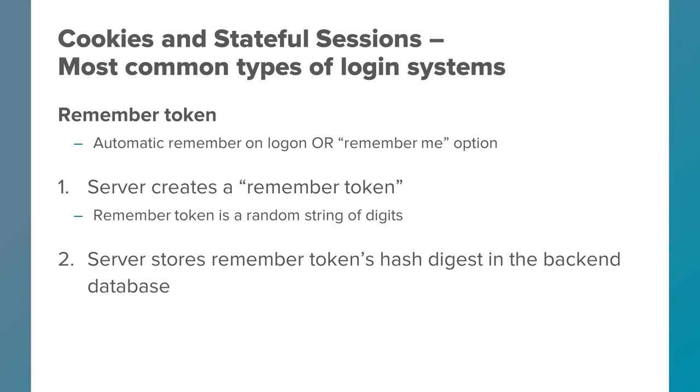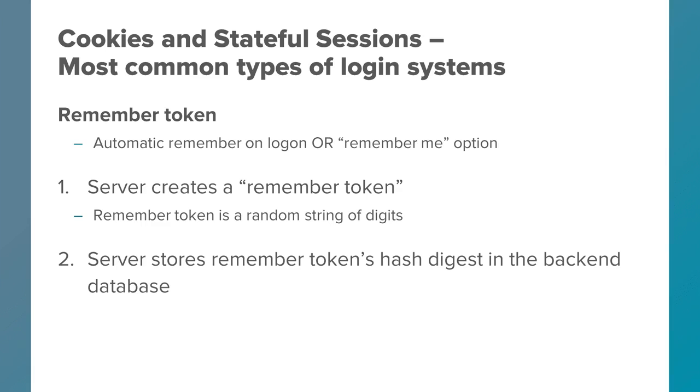And the way this common pattern is done is that the server creates a remember token, and this remember token is basically a random string of digits, and it's a fixed length. And the server stores the remember token's hash digest in the backend database. Now note that I said the server stores the remember token's hash digest and not the remember token itself. So that's really key.